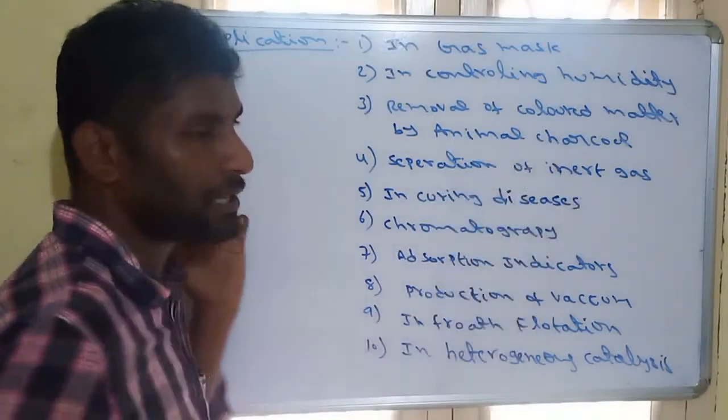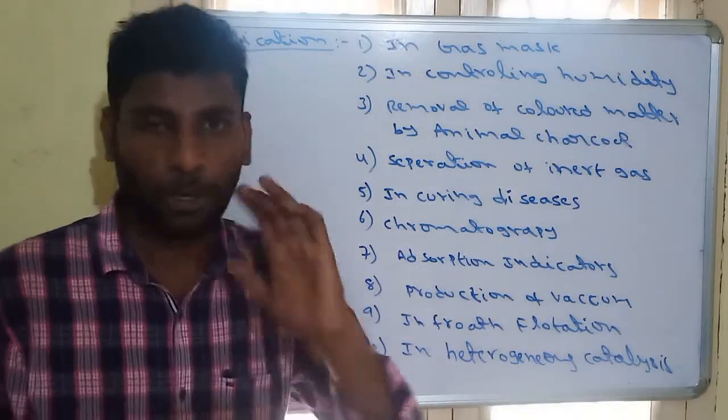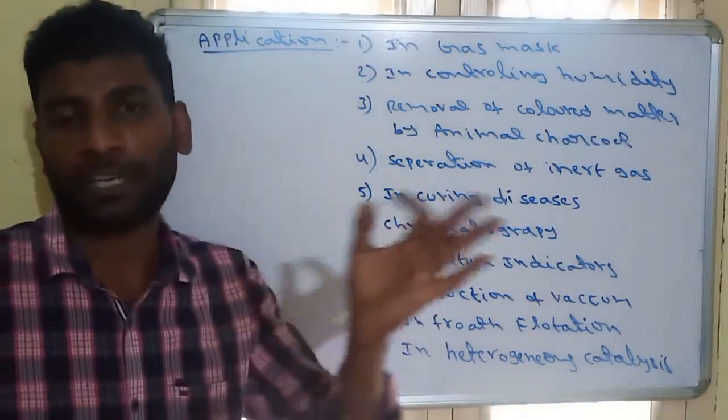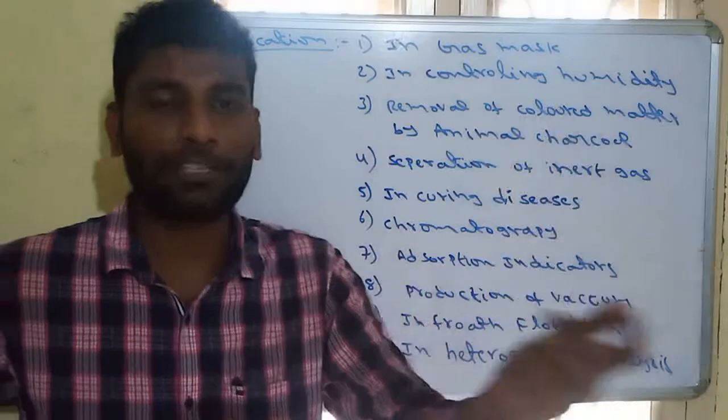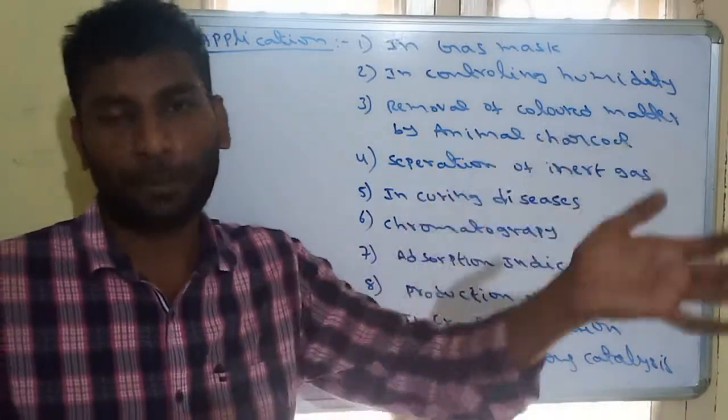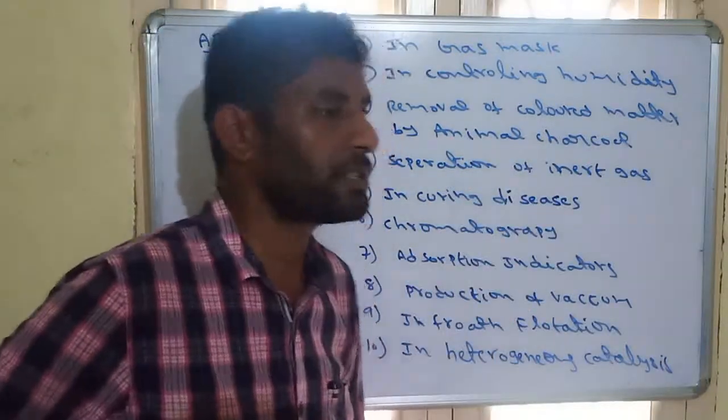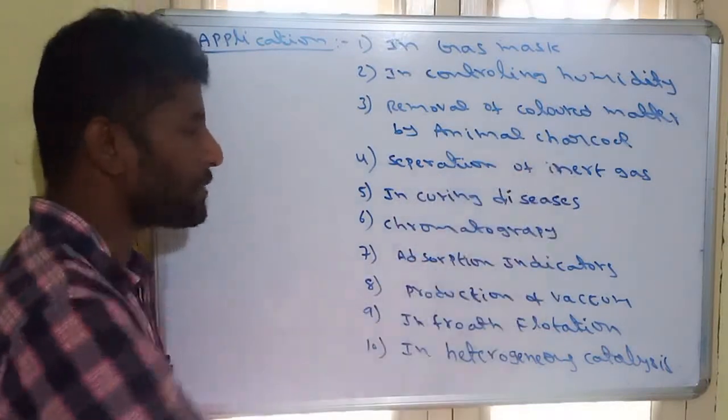Separation of inert gases. In the p block we have seen noble gases are separated by coconut charcoal. So that is also an adsorption technique. At different temperatures, different noble gases will be adsorbed. That is also an adsorption process.